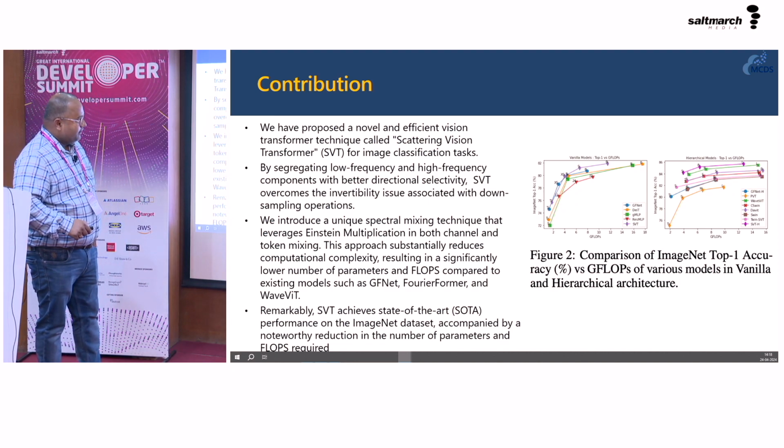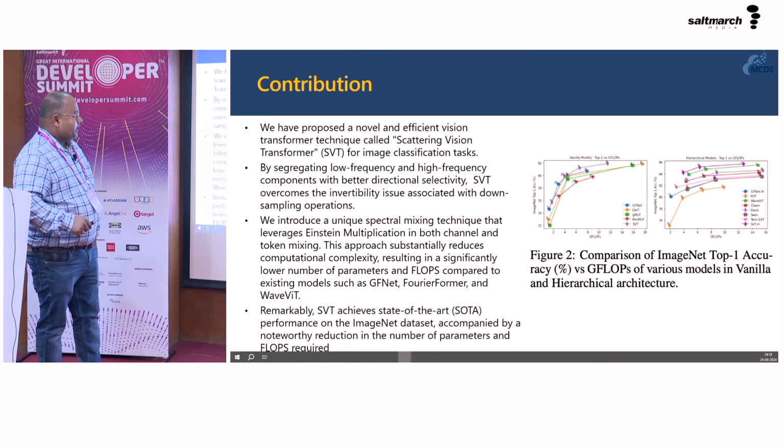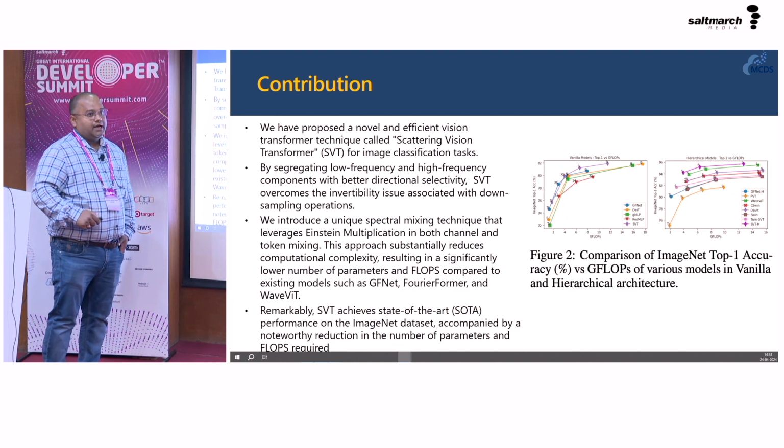Here you can see SBT. This one is better: top-one accuracy versus the number of slots. You can see SBT is much better as compared to the other tools, so the accuracy is much higher. Similarly, when you see the number of GFLOPs, SBT is much better as compared to this one. This is for the hierarchical models and the vanilla architecture.